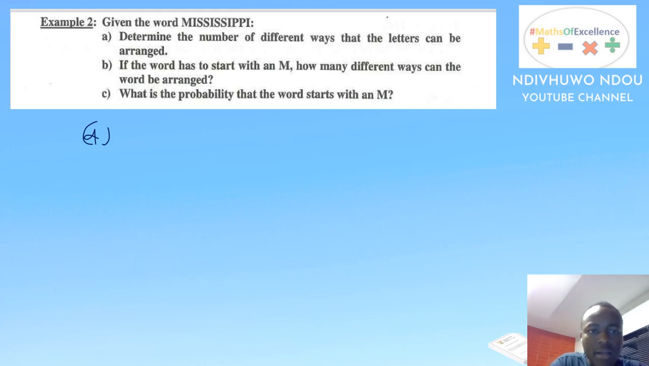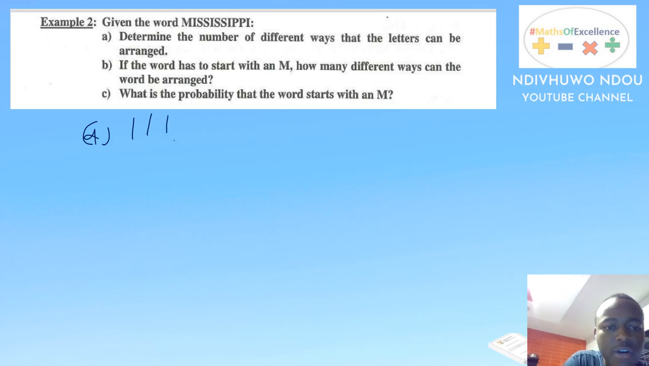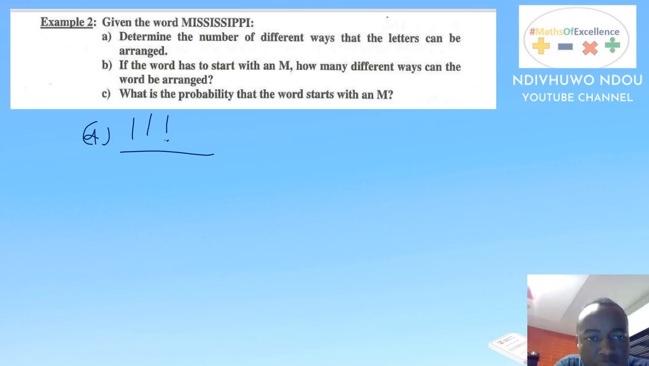So this is A. Let's check. It's 1, 2, 3, 4, 5, 6, 7, 8, 9, 10, 11. So there are 11 letters to be arranged. So it's going to be 11 factorial, right? But don't forget, if we have some repeating letters, we have to divide by their factorial in order to cancel out the effect of those repeating letters, so that the words that can be formed are all different. So let's check. We have I that is repeating 1, 2, 3, 4 times. So we're going to divide by 4 factorial.